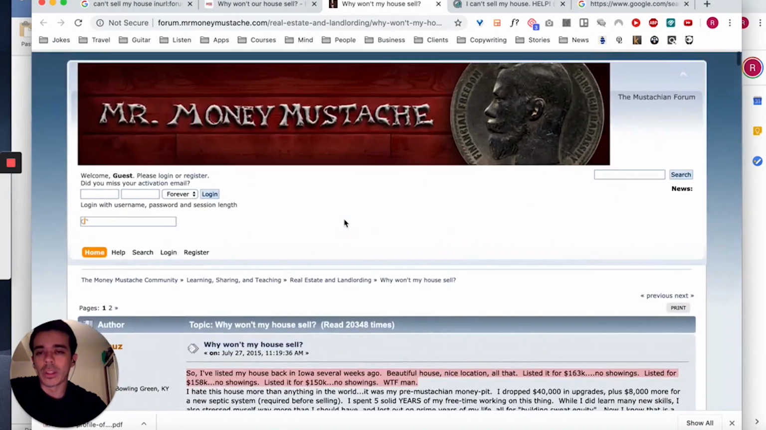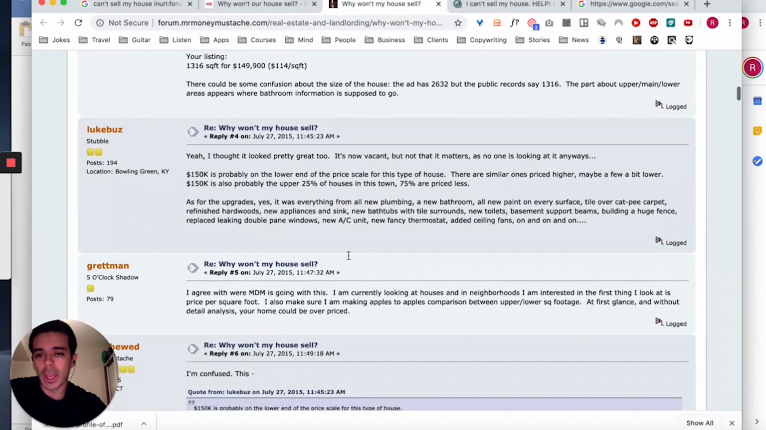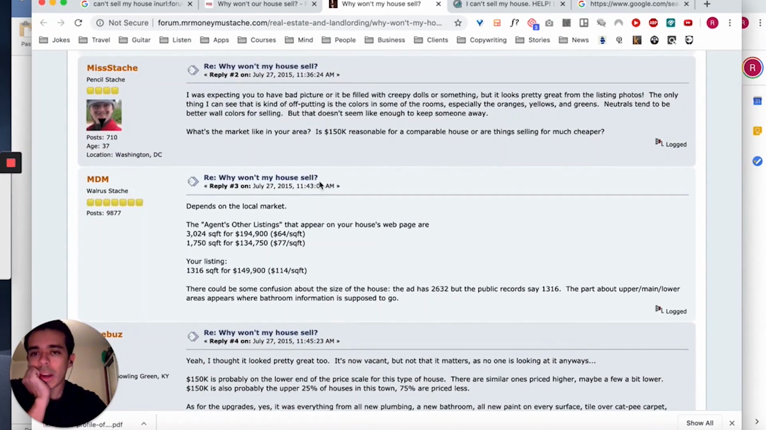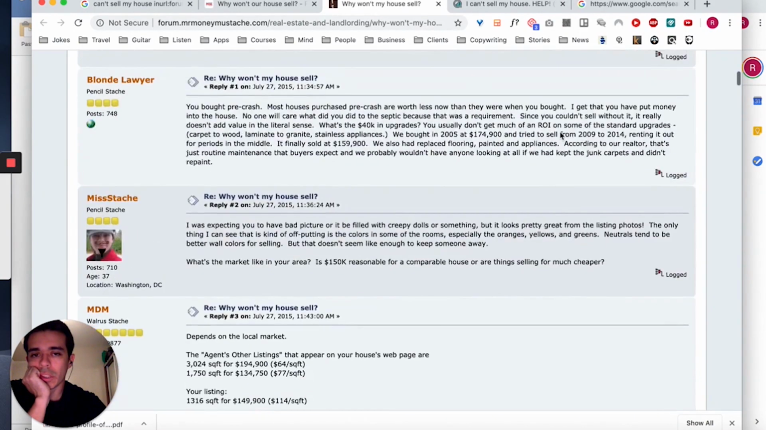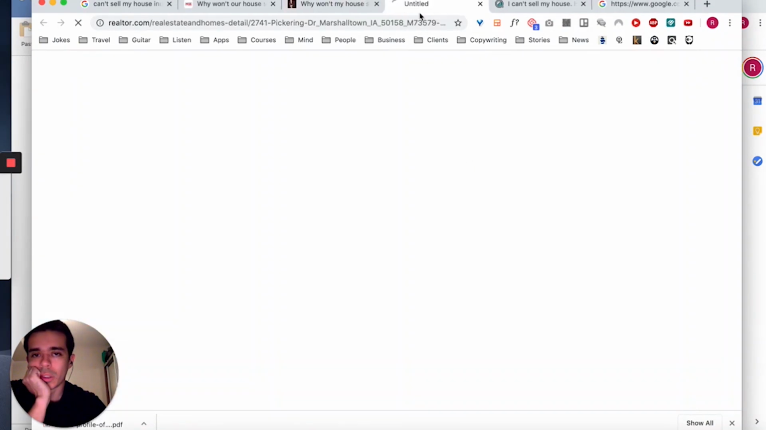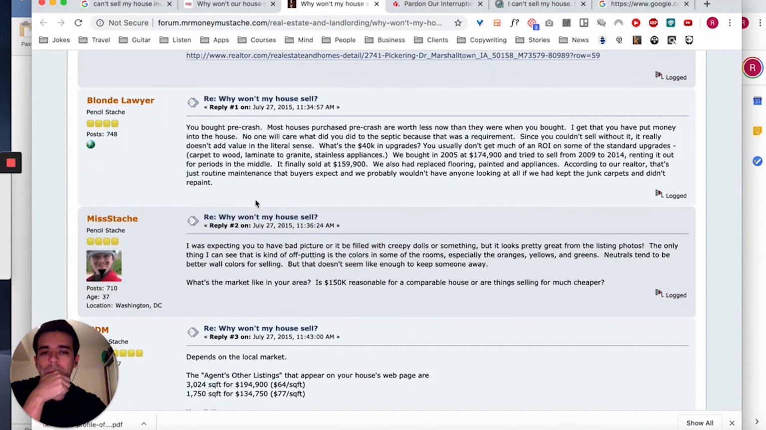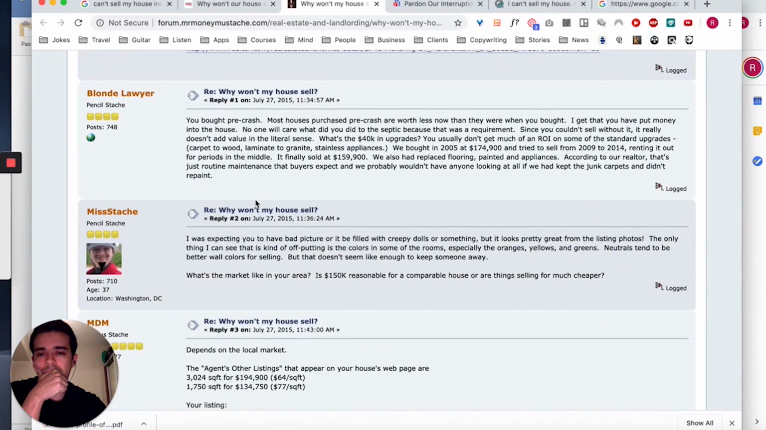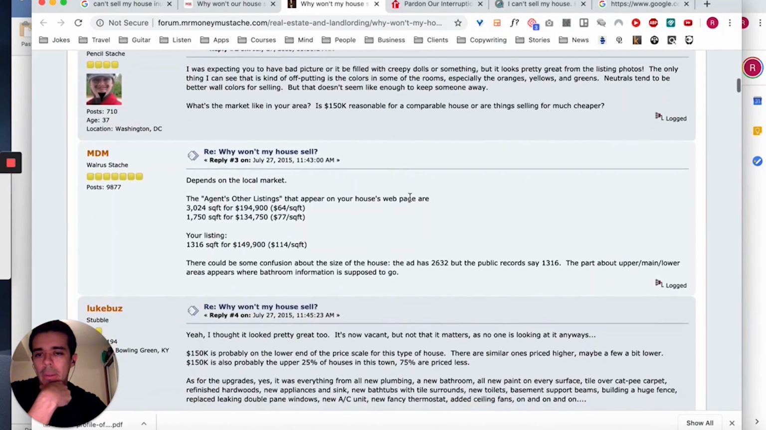Yeah, and I'm going to leave this one because I know Mr. Money Mustache is a personal finance forum, and they're probably going to be talking about the investment itself. Let's read it anyways. Looks pretty great from the listing photos. Yeah, see, so he's talking about the ROI and stuff of the property itself.